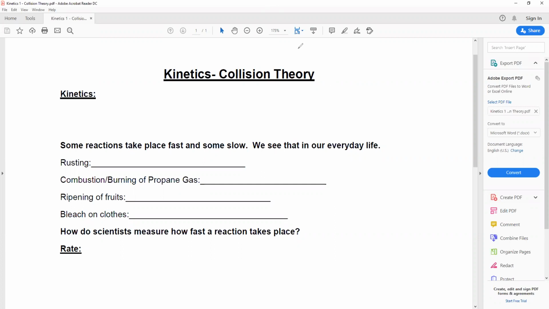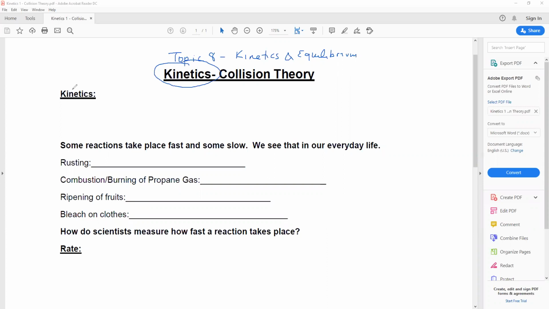Hello, we are starting a new chapter, and the new chapter is going to be on the orange workbook. It's going to be topic 8, and it is kinetics and equilibrium. In this video, we're going to study kinetics, and we're going to talk about what kinetics is.